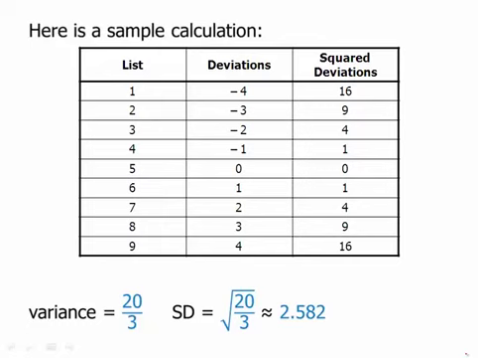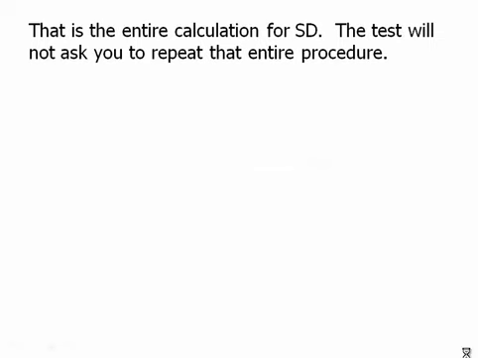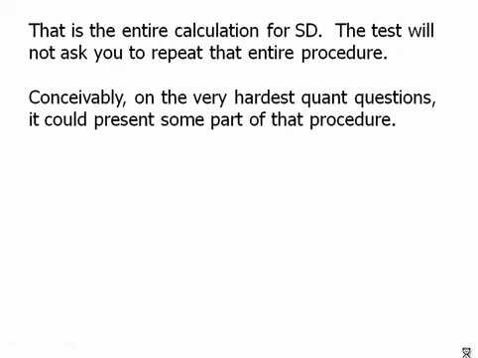And also, because of what we learned in the last video, this would be the standard deviation of any 9 consecutive integers. So any 9 consecutive integers at all would have a standard deviation of 2.582. That is the entire calculation for standard deviation in all its gory detail. The test will not ask you to repeat that entire procedure.